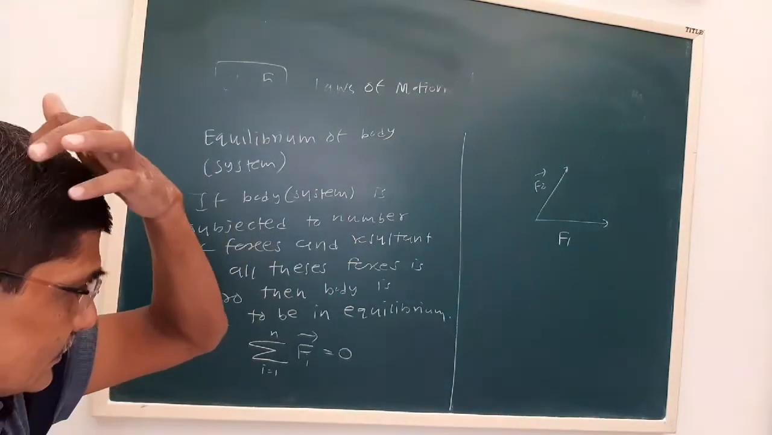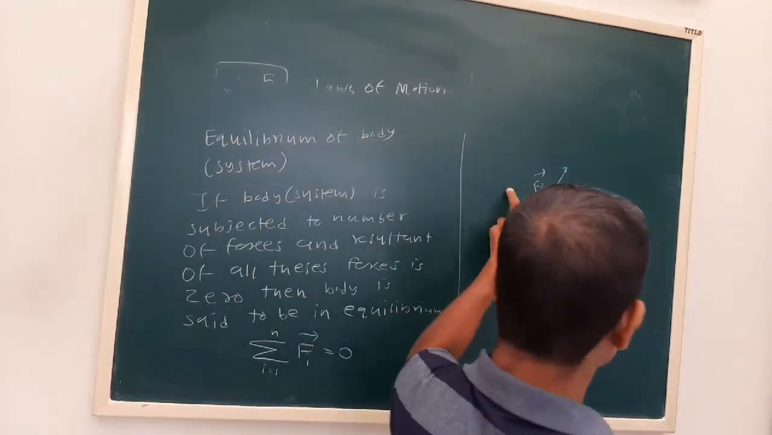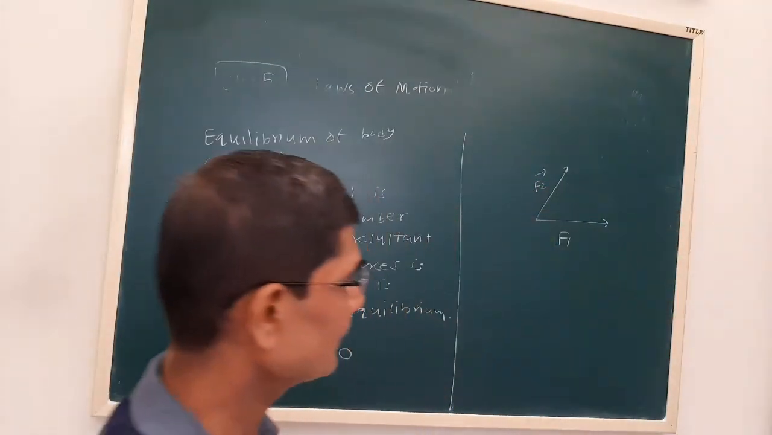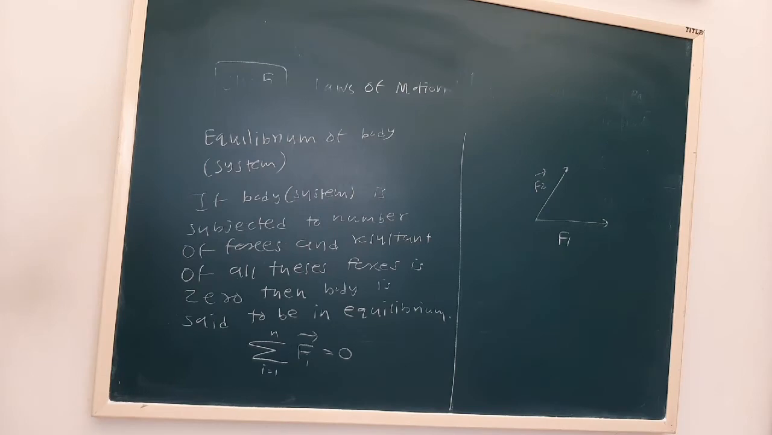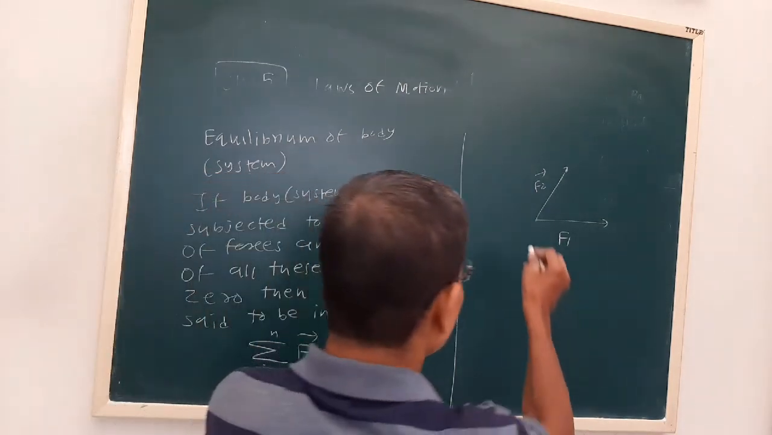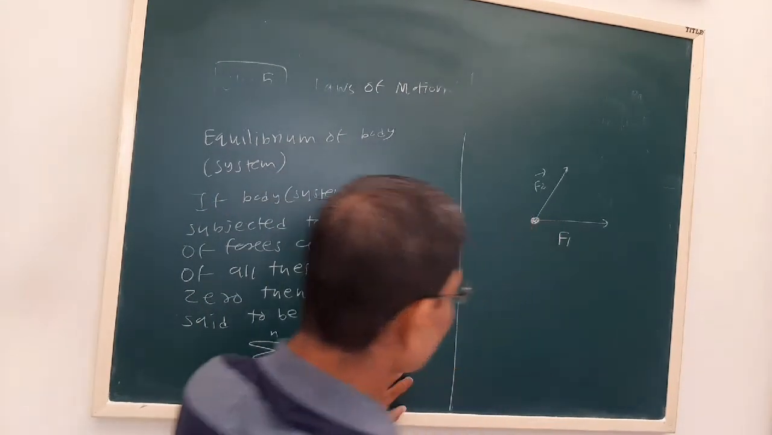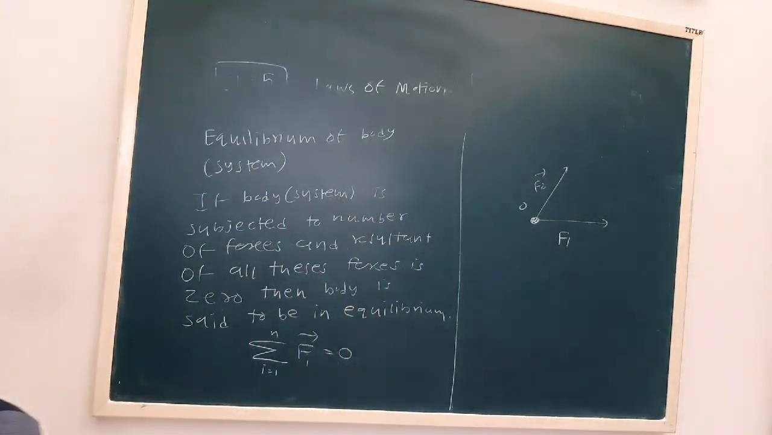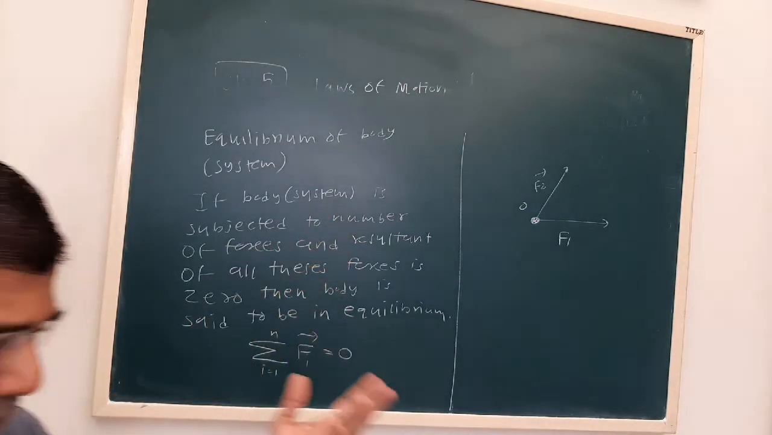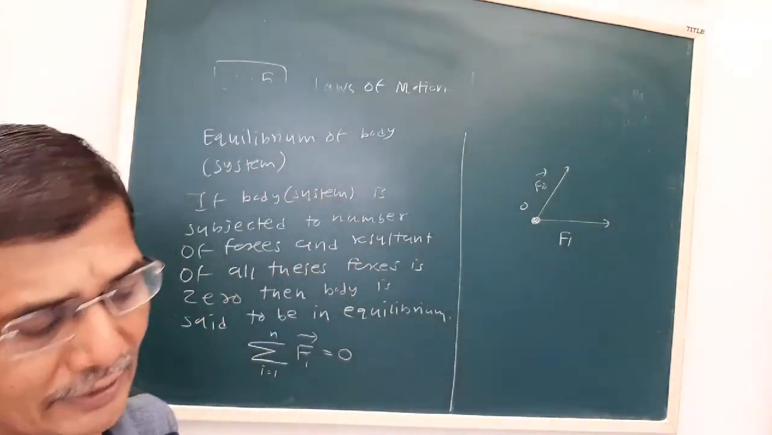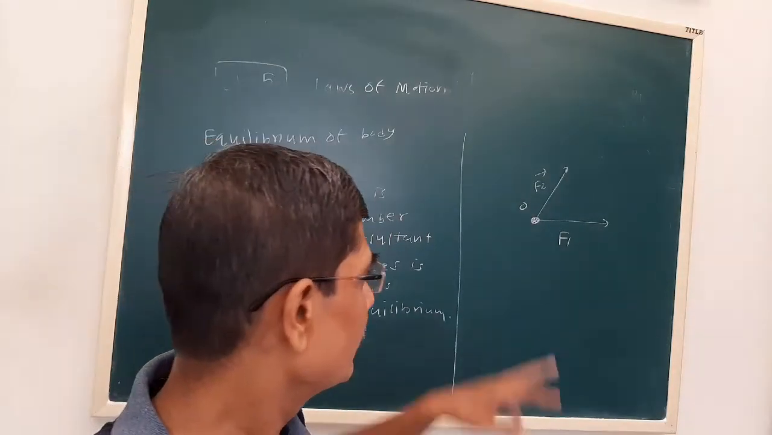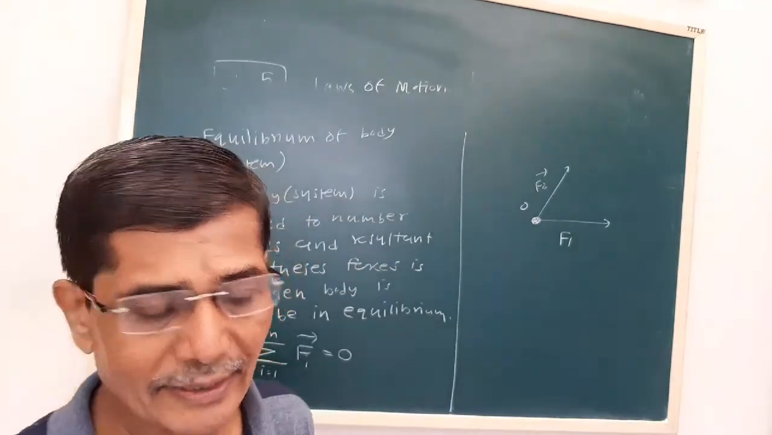Now let us say here, as an example, F1 and F2 are two forces inclined at some angle. We can see in the diagram. Let us say these forces act on a body at a point O. These are in different directions, so the resultant will not be 0, depending on the inclination. But suppose I want to bring this system of forces F1 and F2 into equilibrium, what should I do?